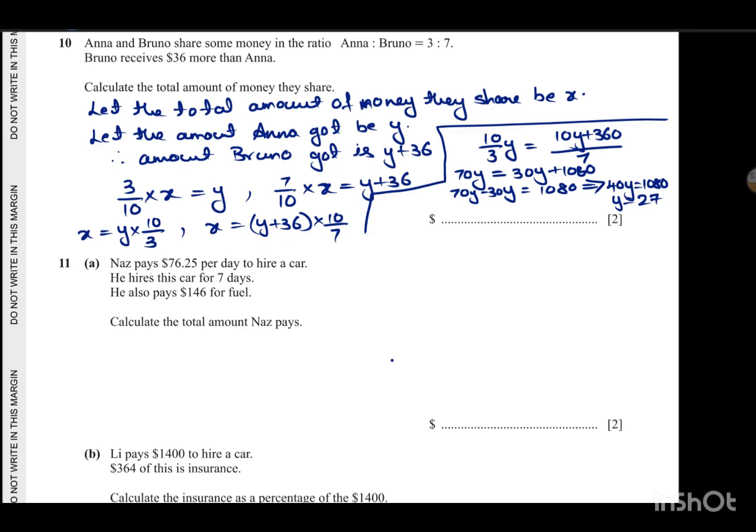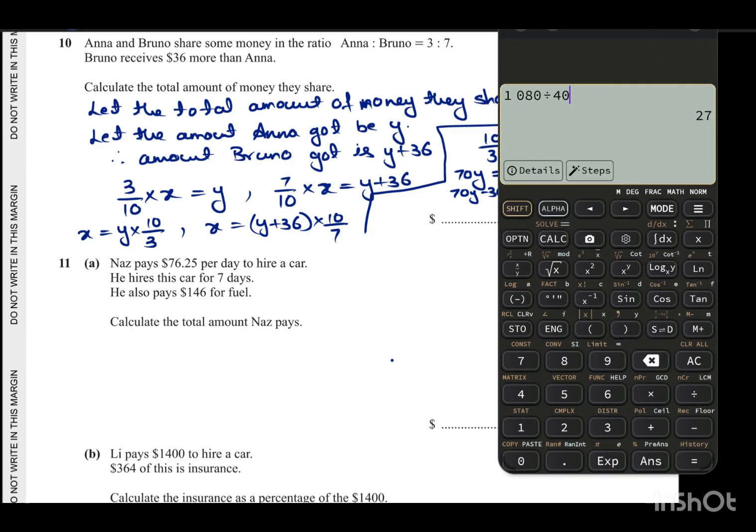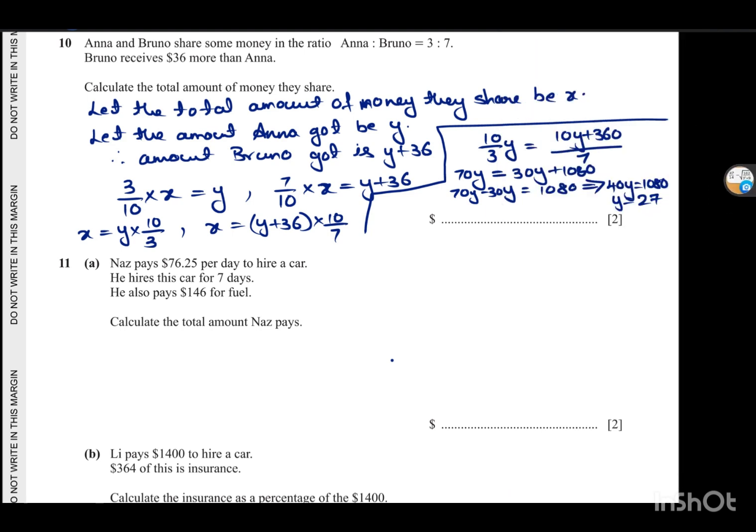Then we got the y value. Find out the y plus 36 value. So you can do everything here. Now 27 plus 36 is 63. Then 63 is the share of Bruno. Then add the share of Anna also. We get 90. So the total amount they shared is 90. You can find that out in the calculator.